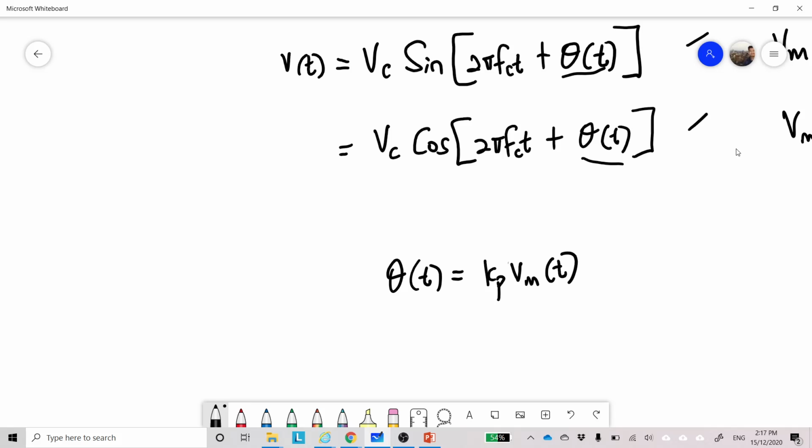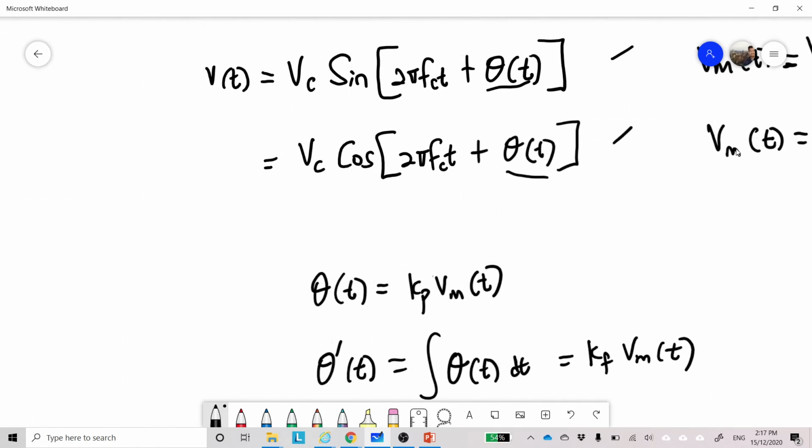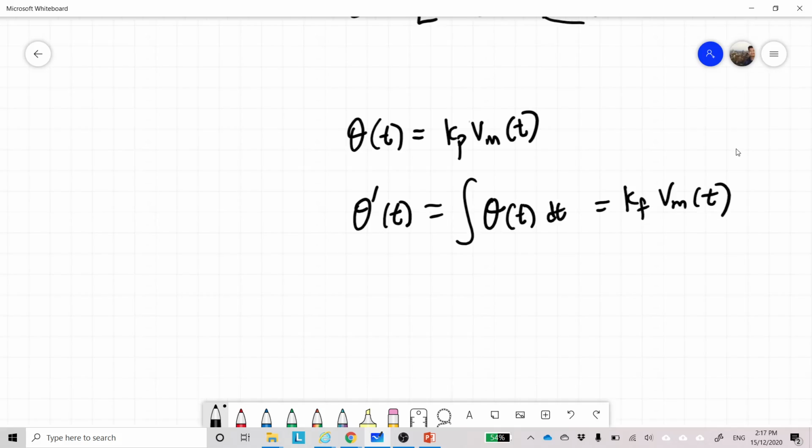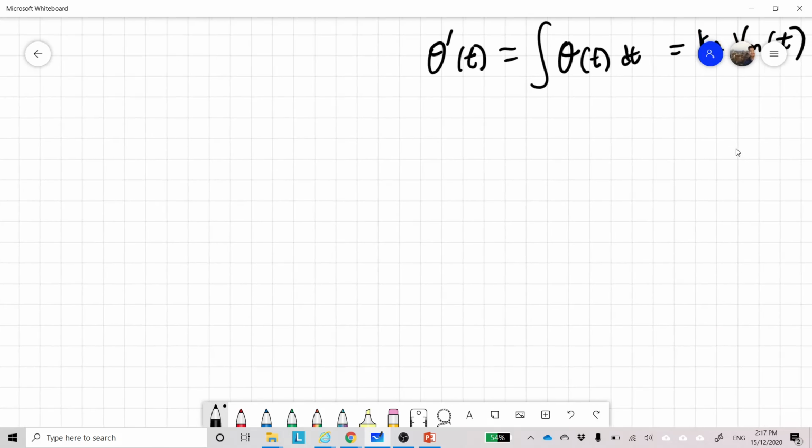Okay. Manakala kita ada satu lagi parameter iaitu theta prime T yang merupakan kamiran daripada theta T dt. So this is equal to Kf Vmt. Okay. So kita masukkan dalam persamaan. You can put it inside the equations. Okay. The theta T parameter.